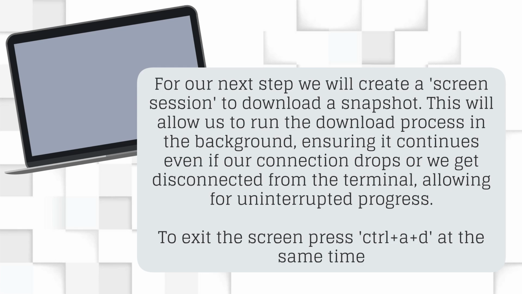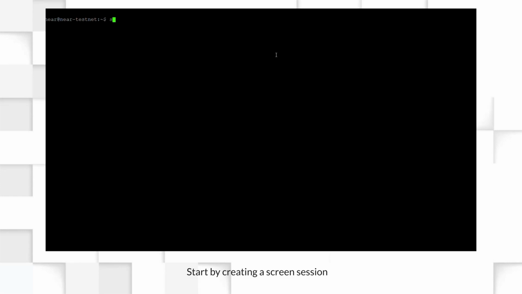For our next step, we will create a screen session to download a snapshot. This will allow us to run the download process in the background, ensuring it continues even if our connection drops or we get disconnected from the terminal, allowing for uninterrupted progress. To exit the screen, press Ctrl, A, and D at the same time. Start by creating a screen session.